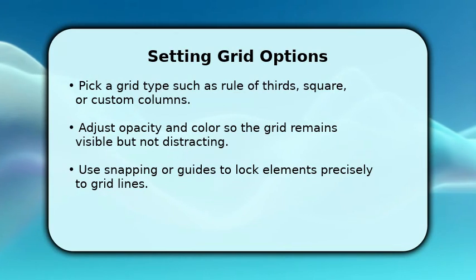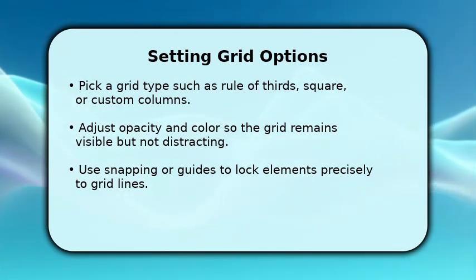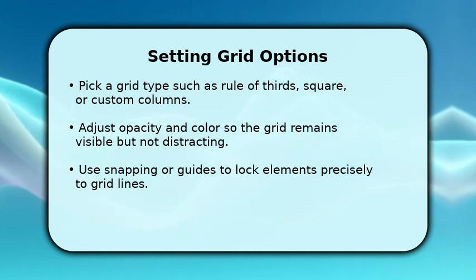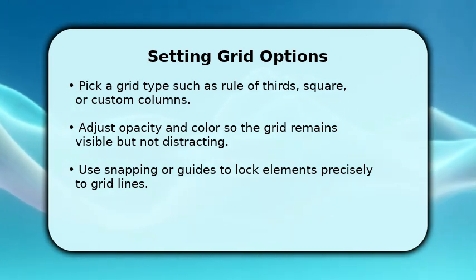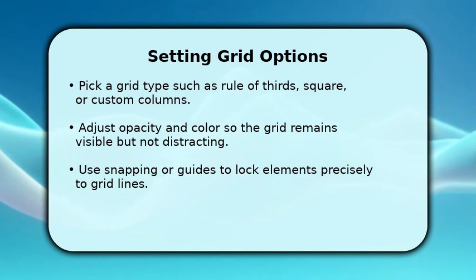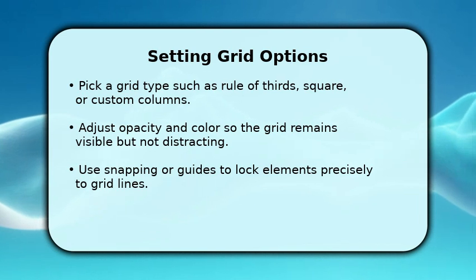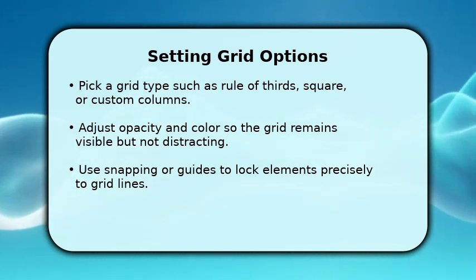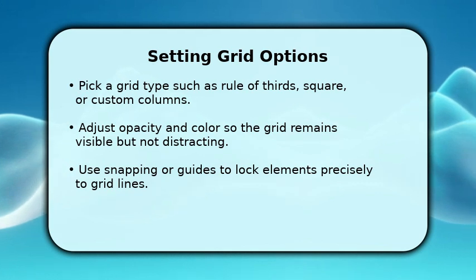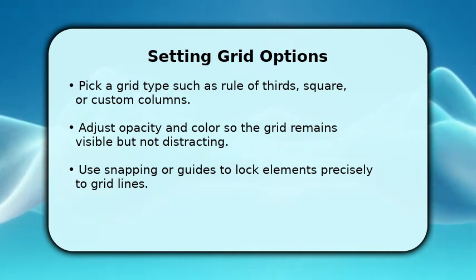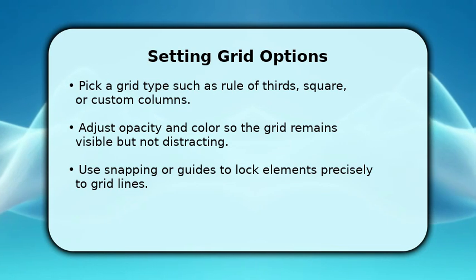Open grid settings in your editor and choose the type that suits your photo, such as rule of thirds or custom columns for architecture. Tweak opacity and color so lines remain visible without stealing attention. Enable snapping to lock elements to the grid precisely, and test different spacings to see how balance changes. Try both portrait and landscape crops to find the most pleasing alignment before finalizing and exporting your result.